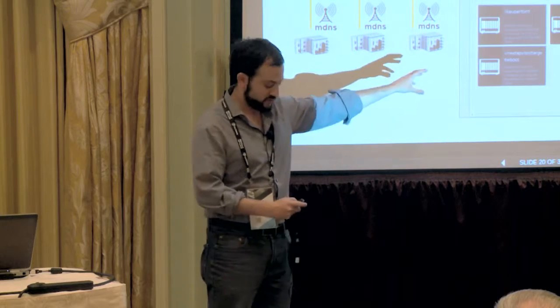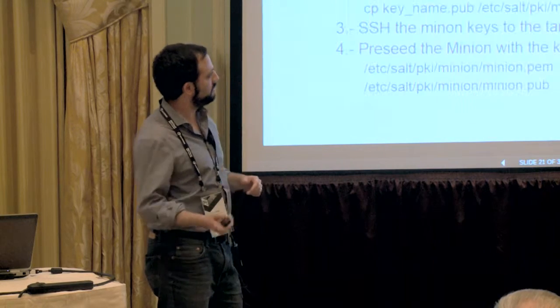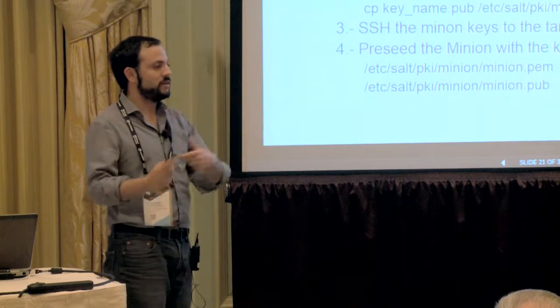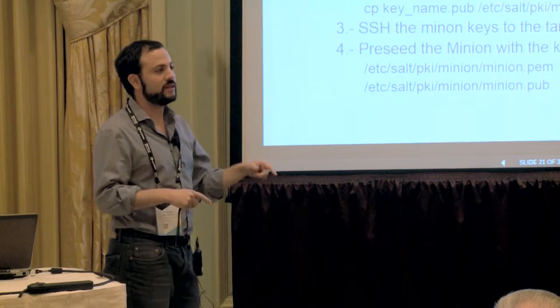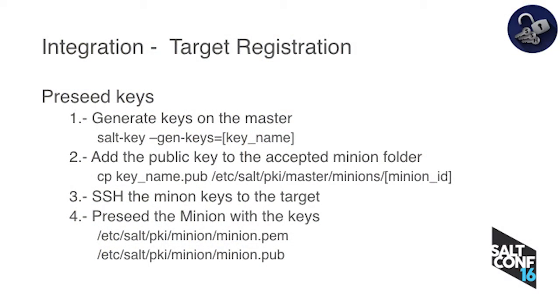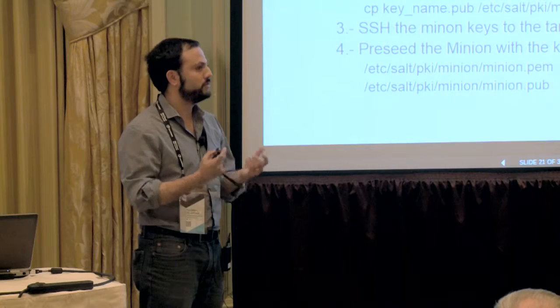So it's announced, it's there, and then you want to claim it. So how does that happen? These targets have SSH enabled, and we preseed the keys on the master. Then via SSH, we put the keys on the Minion, we restart the Minion, and you're done. I just took this verbatim from SaltStack's webpage. There's a great tutorial on preseeding Minion keys.